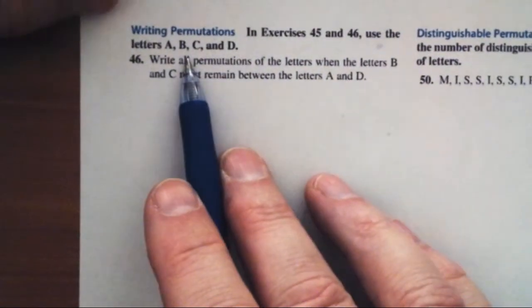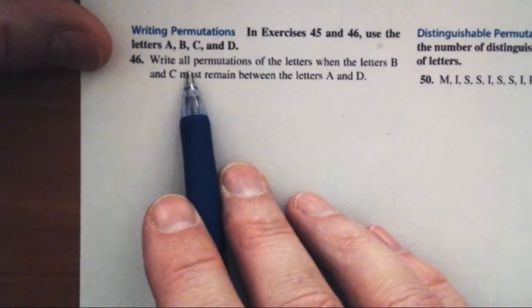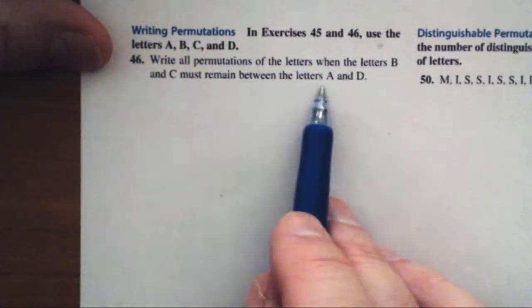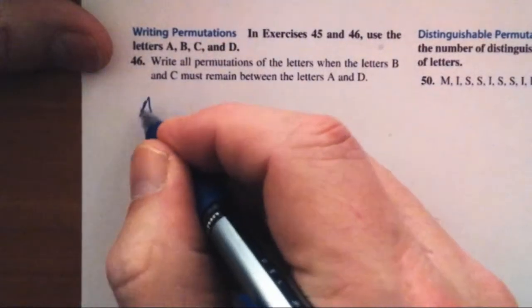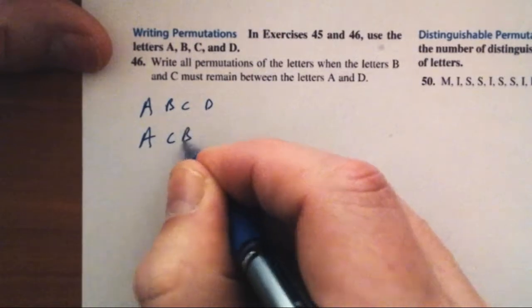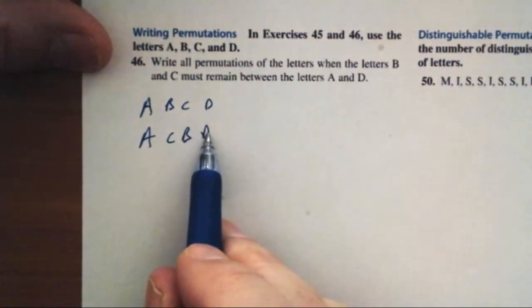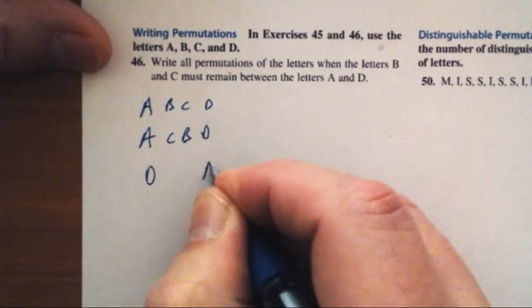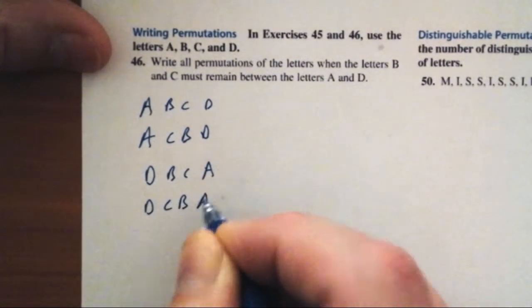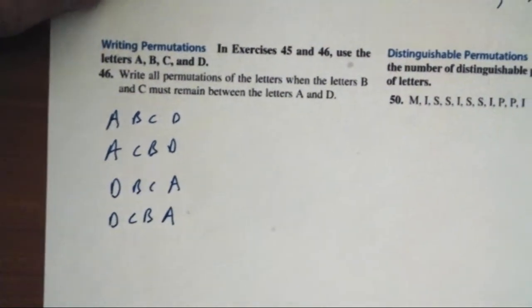45 and 46, use the letters A, B, C, D. Write all the permutations, all the ways we can order them, provided B and C remain between A and D. So A, B, C, D works. A, C, B, D, they stayed between them. I also could have D first, A last, B, C. And I don't think there's any other way we could do that.